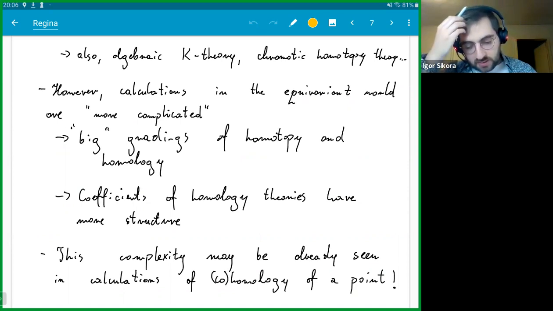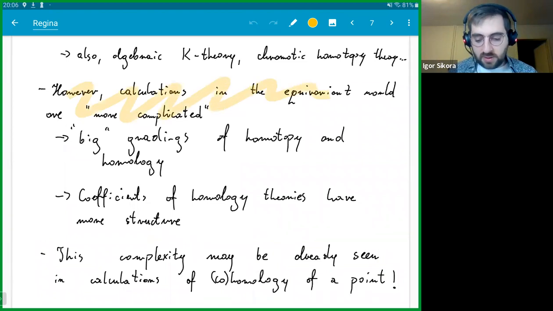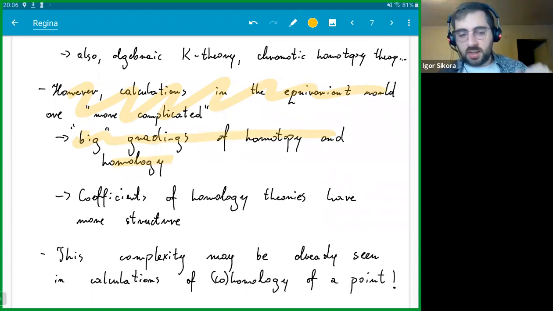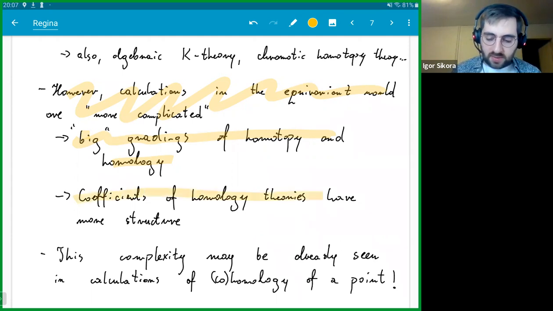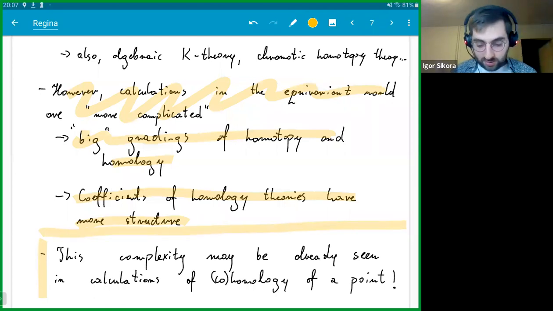In principle, calculations in the equivariant world are more complicated. Maybe complicated is not a good word here; maybe we should say rather that they are more complex. This is due to two facts. Firstly, when we think about non-equivariant homology or homotopy, everything is graded over the ring of integers. Here, we'll have a bigger grading, which I will discuss in a moment, but we've already seen an example. In the C2 equivariant world, the grading is two-dimensional. Secondly, coefficients of homology theories have more structure. This will be discussed later, but in equivariant homotopy theory we take as coefficients Mackey functors instead of just rings or groups. And of course, we will see this complexity when we start doing calculations of the homology of a point.